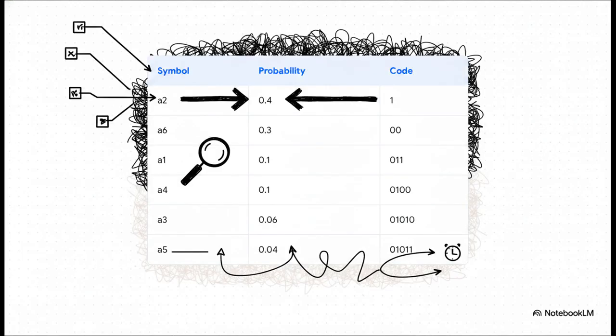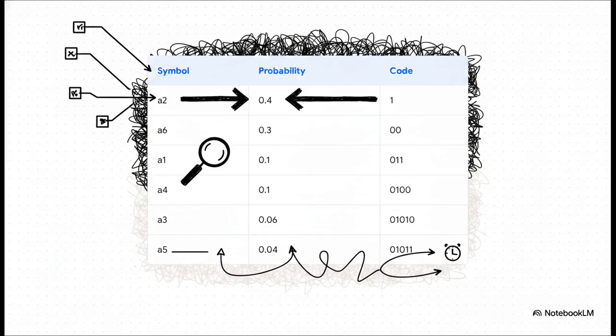And this right here, this is the absolute mathematical proof that our original goal actually worked. Look at symbol A2. That's our most common piece of data, showing up 40% of the time. Look at its final code, it's just a single digit, 1. It takes up practically zero space.